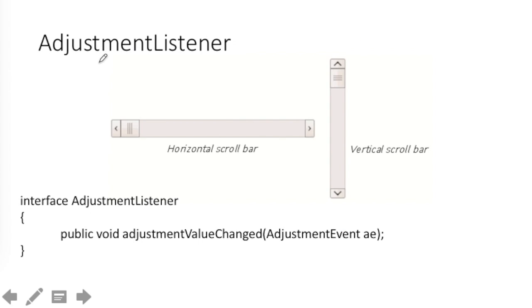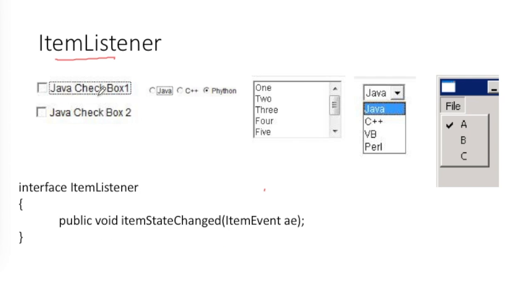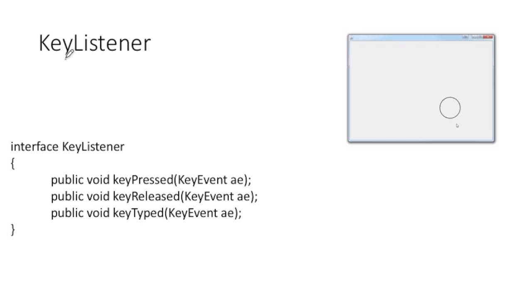Adjustment listener. This is for handling adjustment event which is generated due to scroll bars, and the method available in this interface is adjustmentValueChanged. So you have to override this method. Like that, the item event is generated on checkbox, radio button, and so on. So for handling the event, we have to implement a listener, item listener, and this is having one method, itemStateChanged.